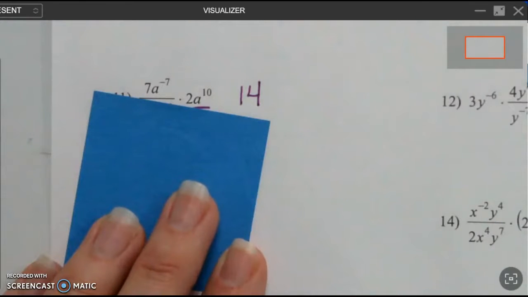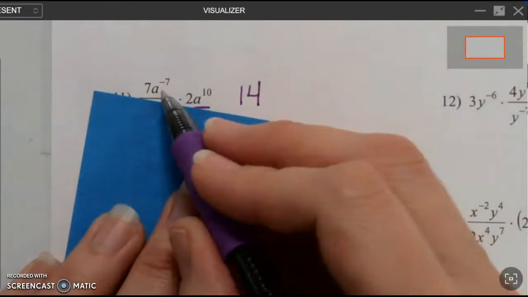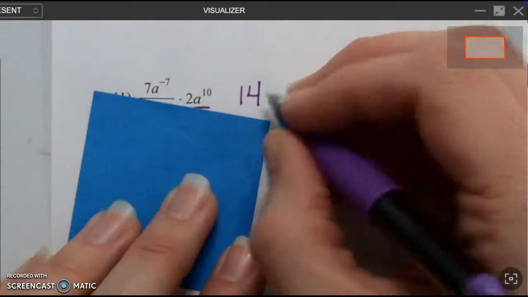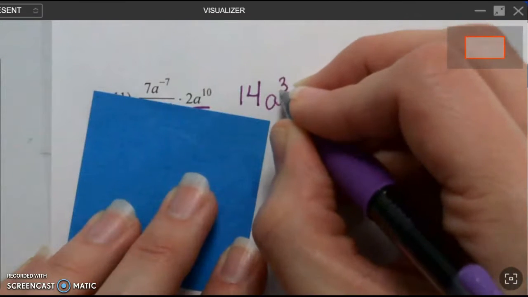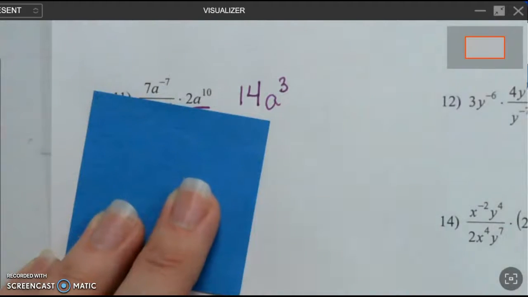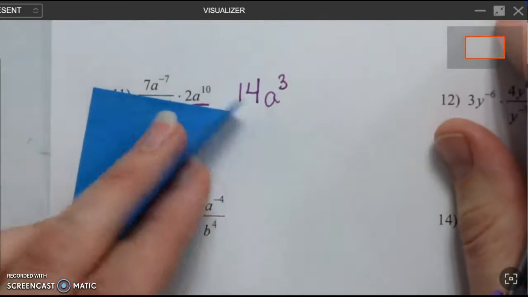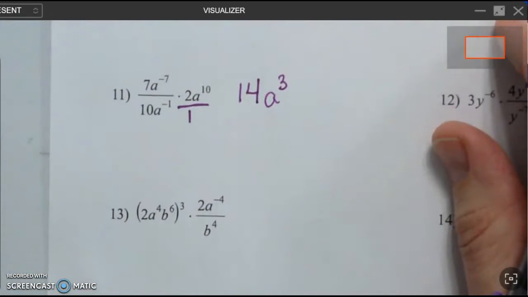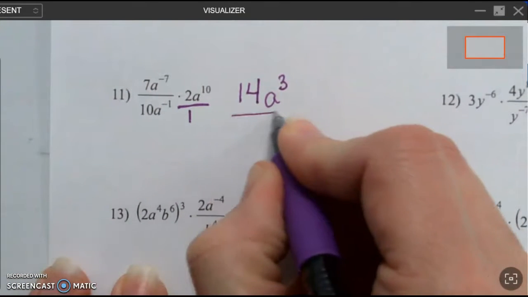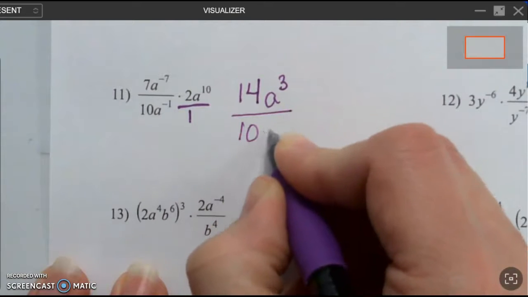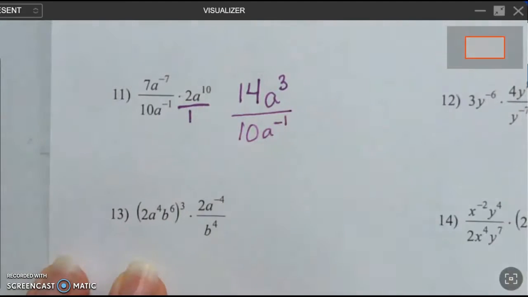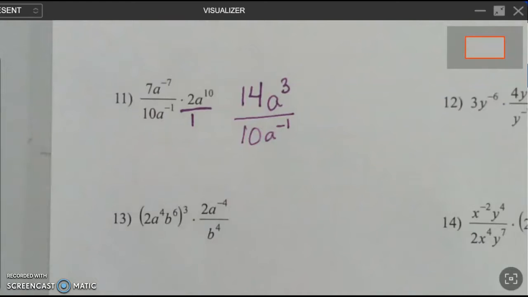I think we didn't put up these dividers. Negative 7 and 10 is a to the 3rd power. Okay? Now let's worry about what's on the bottom. On the bottom, I've still got this 10a to the 1st. Negative 1st, sorry. Okay, before you start figuring out what to do with the a's, take a time out. It's 14 over 10, a to the 4th.